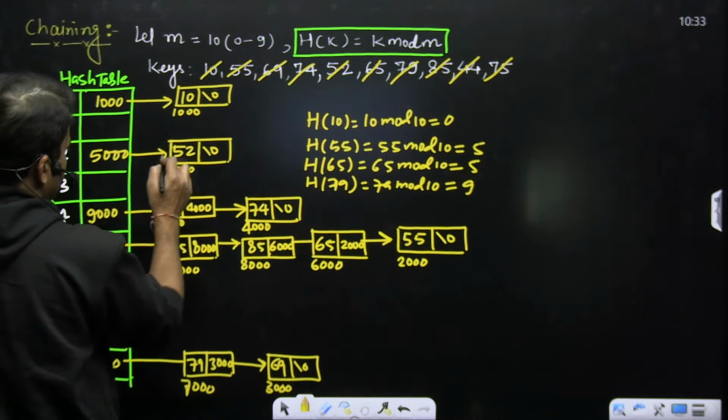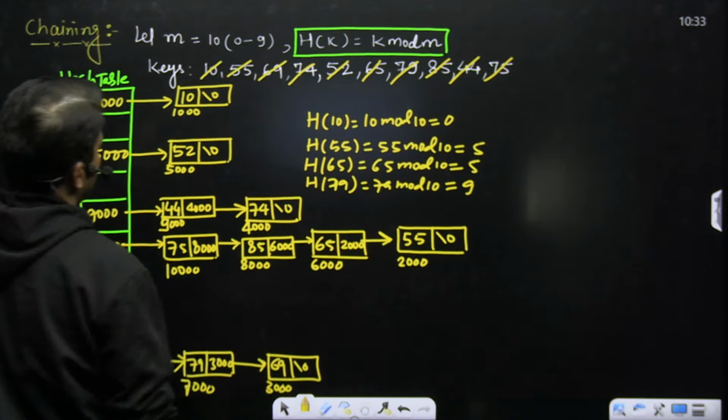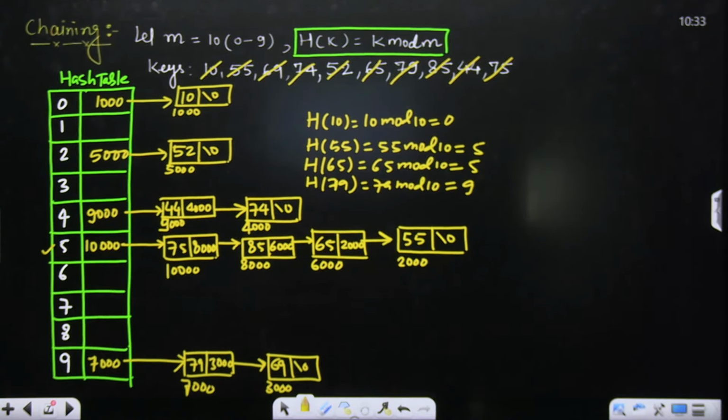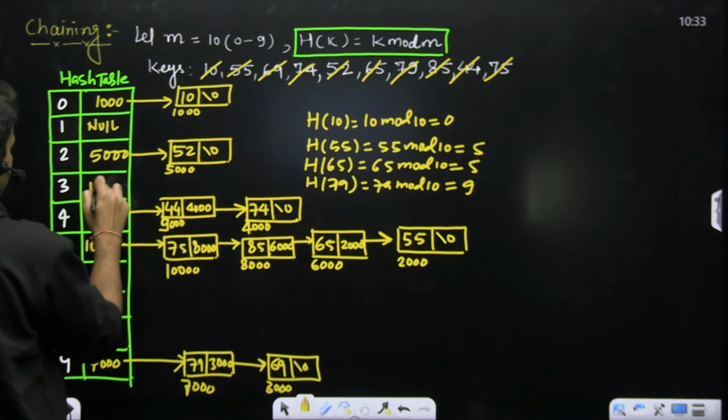So in this way, this linked list is created. This is chaining. So in this way, you can maintain this one. Sir, what is the entry here, student? This is null. Okay. And here, this is null.